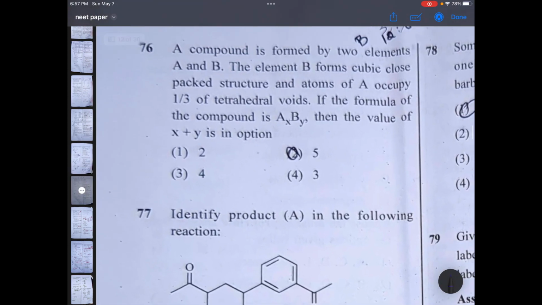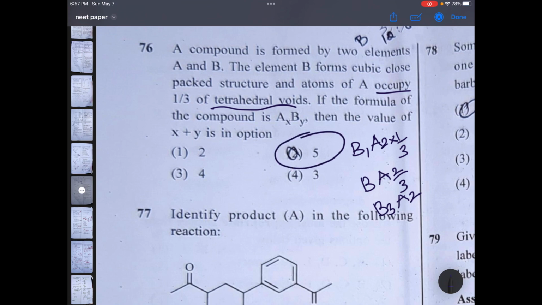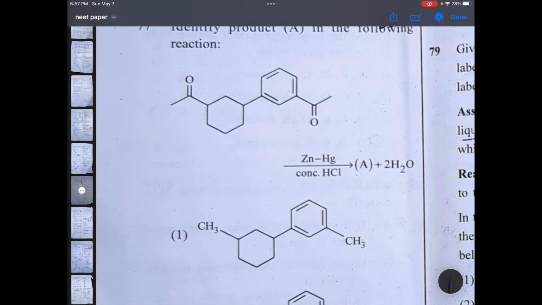A compound is formed by two elements, A and B. B element forms cubic close packing, meaning B is 1. A occupies tetrahedral voids, so A must be 2, but only 1/3 is occupied, meaning B A 2 by 3, meaning B3 A2, which means 5.